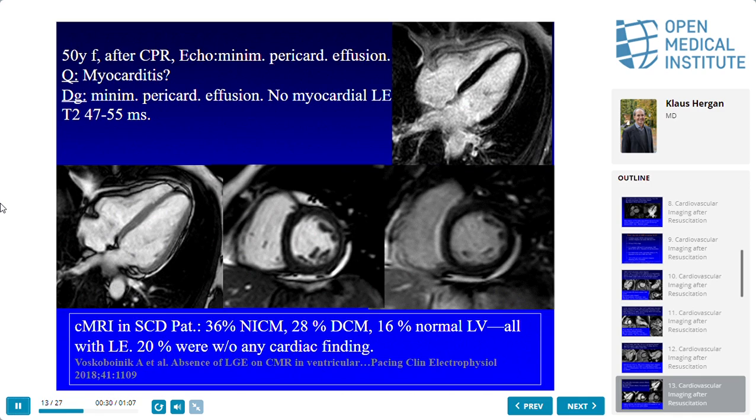In this study down there, they had in 36% non-ischemic cardiomyopathies and in 28% dilative cardiomyopathies, and in 16% the left ventricle was morphologically normal, but in all the cases they found a late enhancement. Even in normal-looking left ventricles, it can happen that you find some late enhancement there. And only in 20% they found nothing in this study. So it really makes sense doing cardiac MRI in those patients.